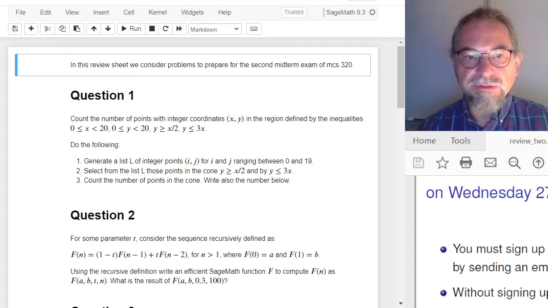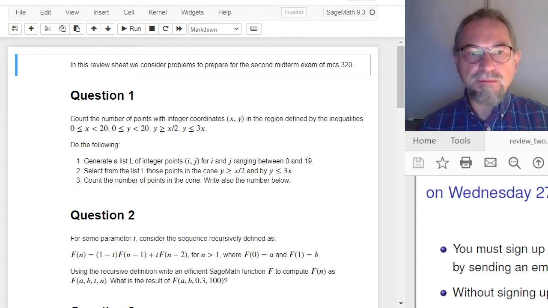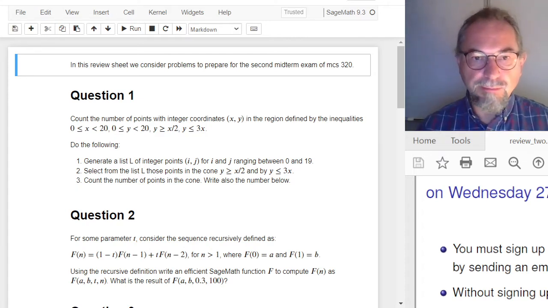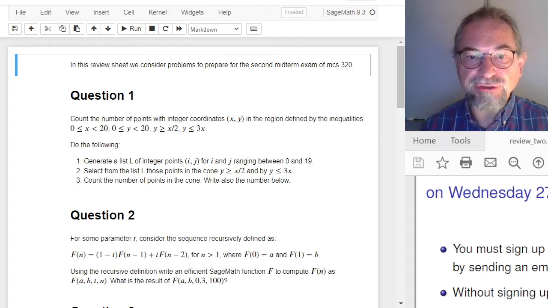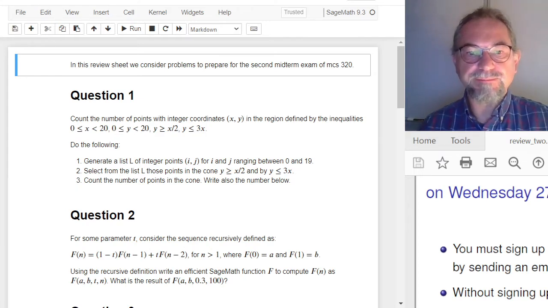The first exercise asks you to count the number of points with integer coordinates in a polyhedral region. In a way, this question is a great review question in that I hope that the polyhedra, the polygons, are still somewhere fresh in your mind. We've seen the convex hull problem. A related problem is to count the number of integer points inside a region. And one can solve this problem with list comprehensions, as I will demonstrate.